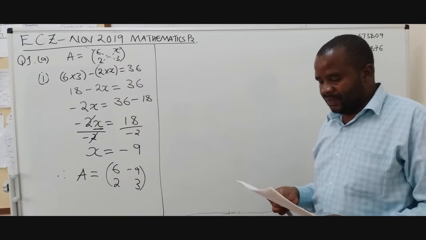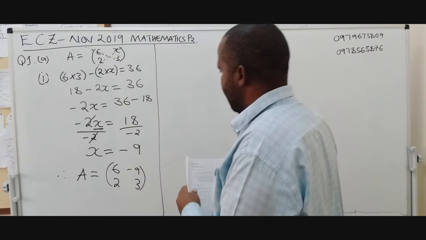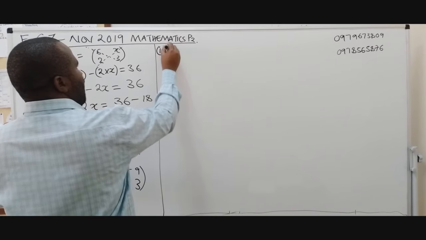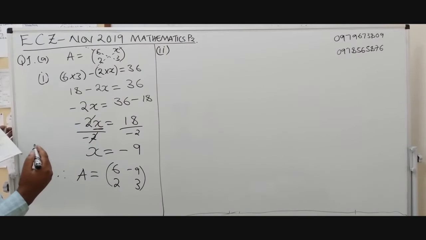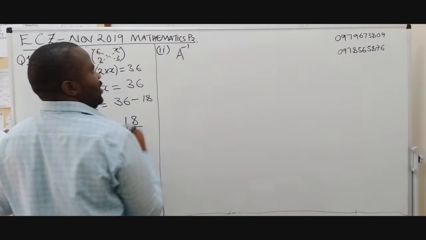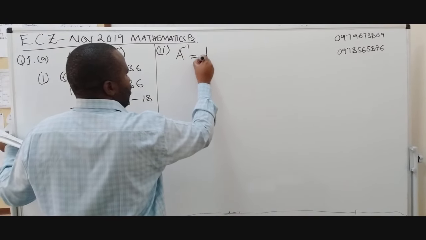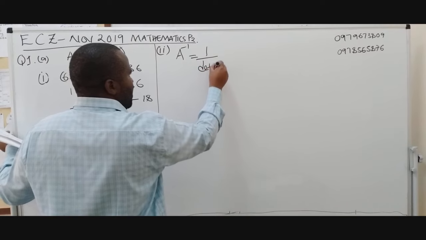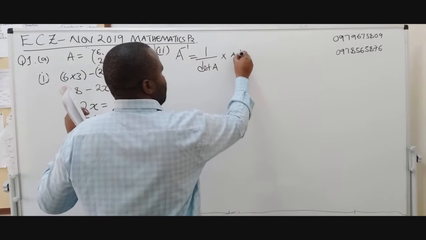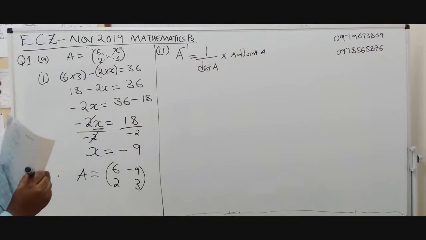What's the next question? We are saying, hence, find the inverse of A. Roman numeral 2. Now, what is an inverse? We know that an inverse of A is denoted by that. So the inverse of A is given by 1 over the determinant of matrix A, by the adjoint of A. That is how you get the inverse.